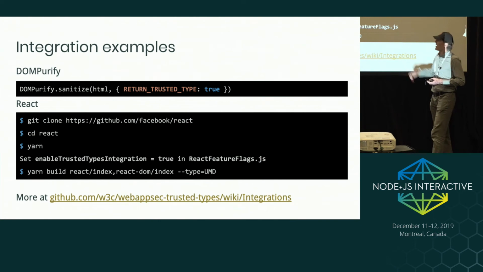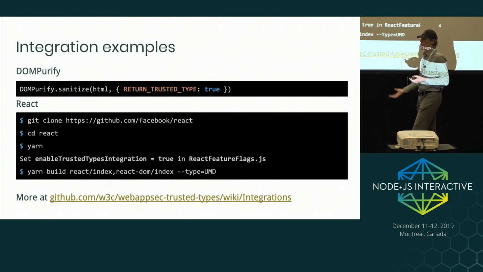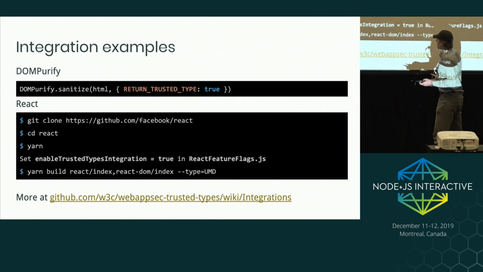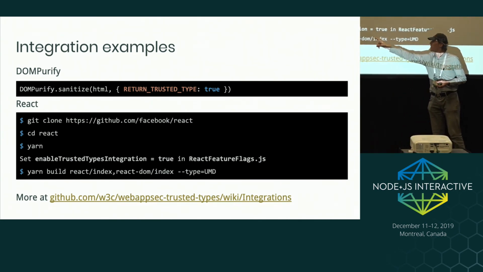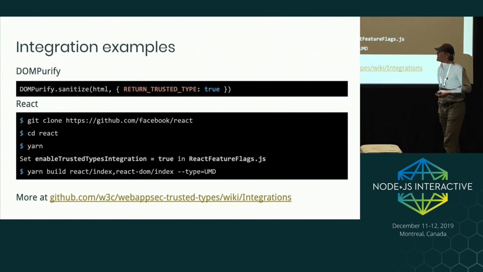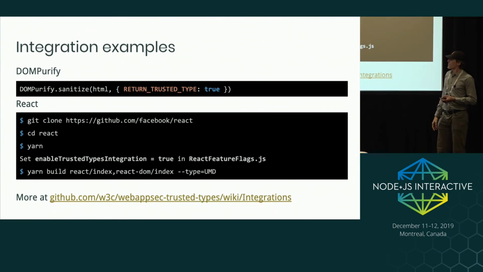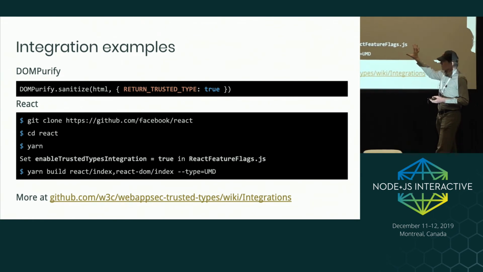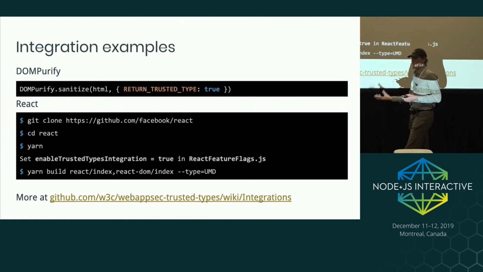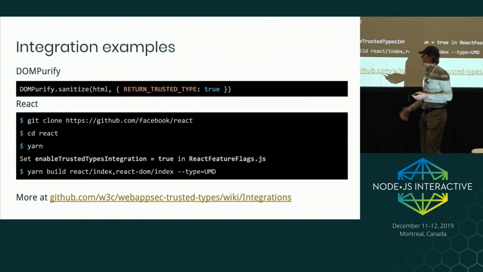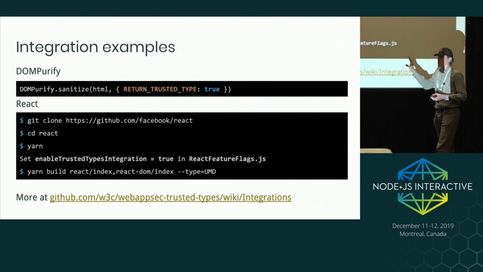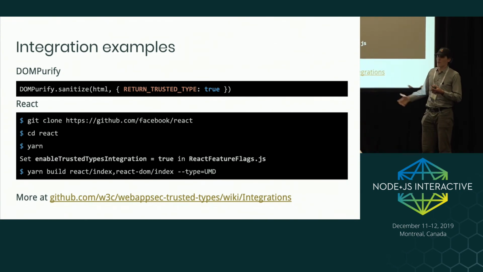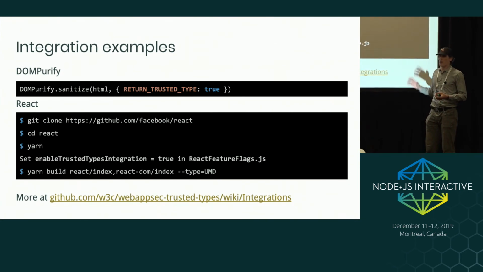Facebook has integrated trusted types into React. I think it's in an experimental mode right now, so you need to set something in your React feature flags to enable it, but then React is aware of and respects trusted types. So, just using React with trusted types turned on, unless you're doing something odd that requires one of these safety hatches, it should just work for you.